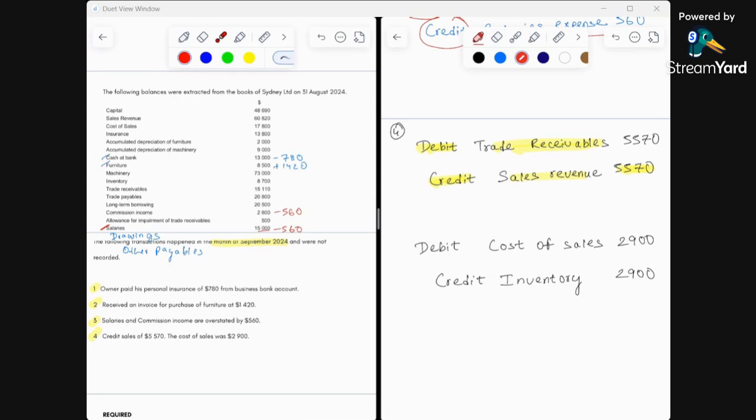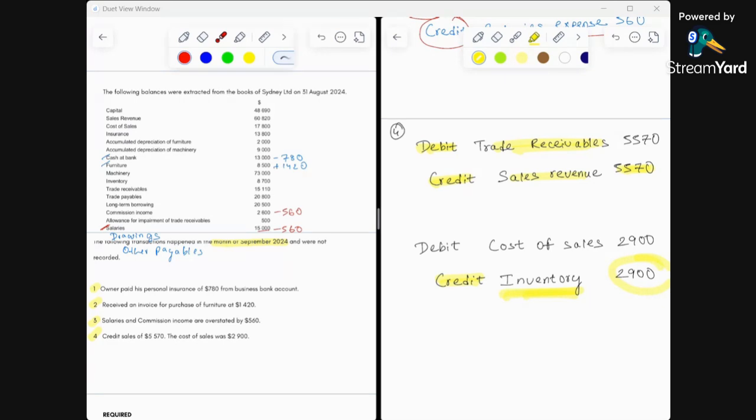All right. Now, inventory is a current asset for the business because we have sold this inventory which cost us $2,900 originally when we bought it from a supplier. And inventory being a current asset now is being reduced in value. When assets go down, we have to credit to reflect that reduction. So we are crediting inventory by $2,900.